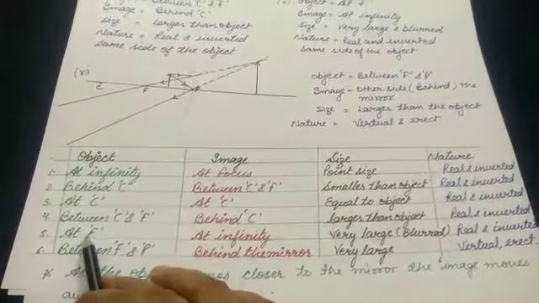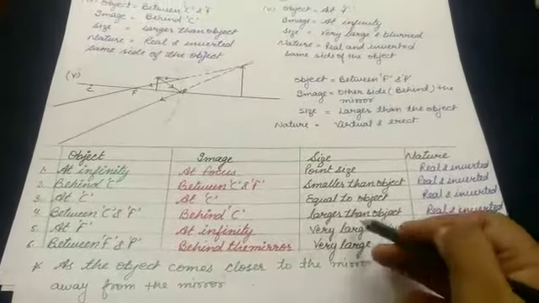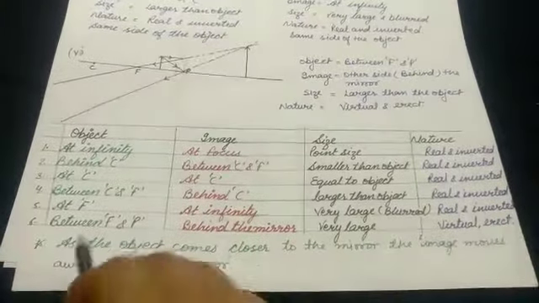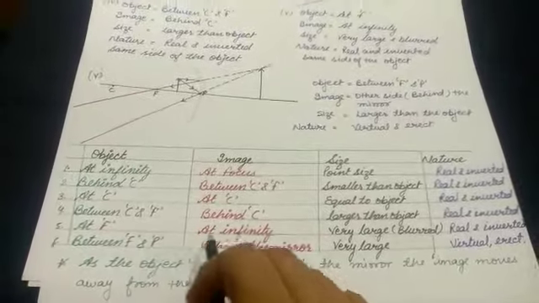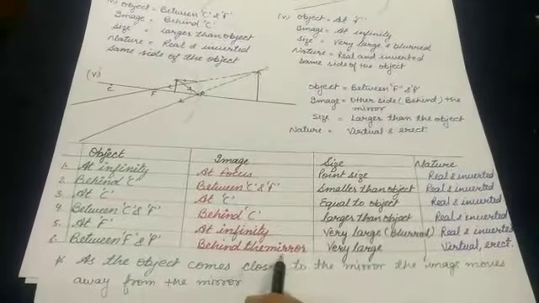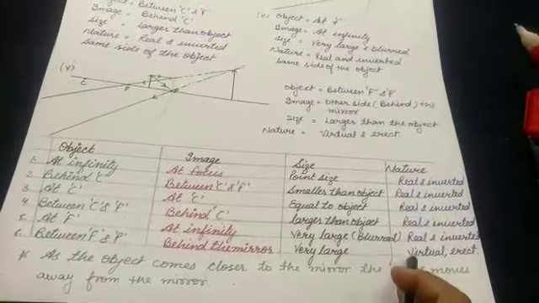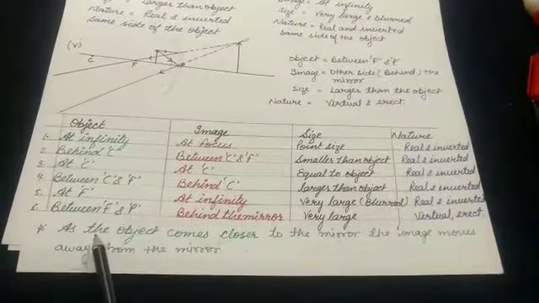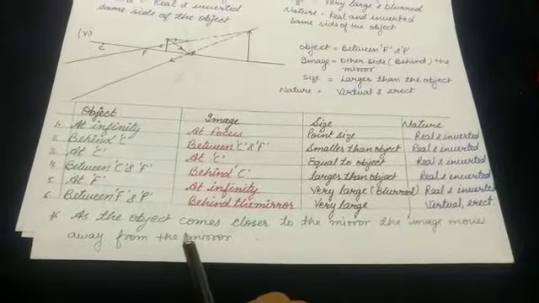And when the object is at the focus point, the image is formed at infinity. It is very large and blurred, but still it is real and inverted. And in the last case, when the object is placed between the focus point and the pole, the image will be formed behind the mirror somewhere. The image is going to be very large and the image is virtual and erect. So this thing also I have mentioned here. As the object comes closer to the mirror, the image moves away from the mirror. So all these things I have explained to you here.